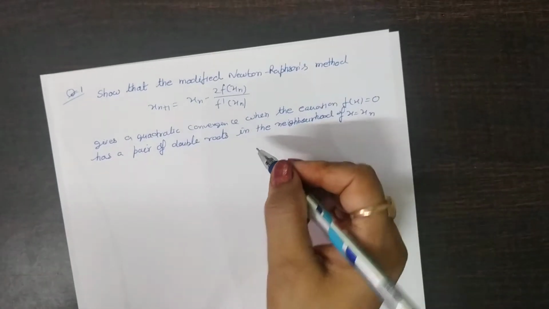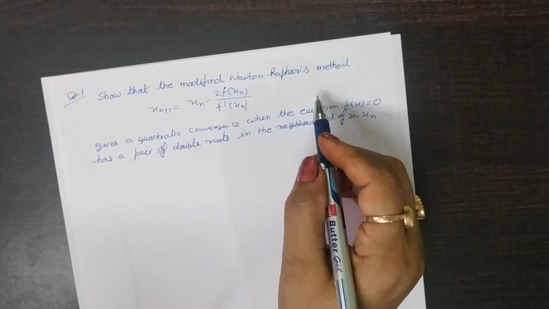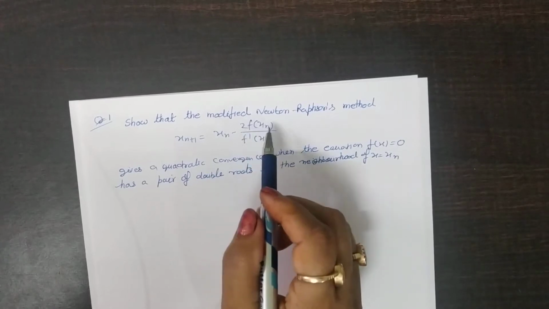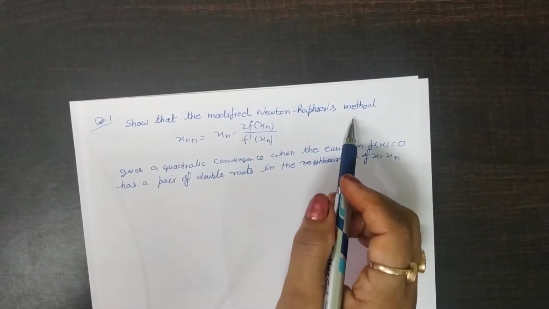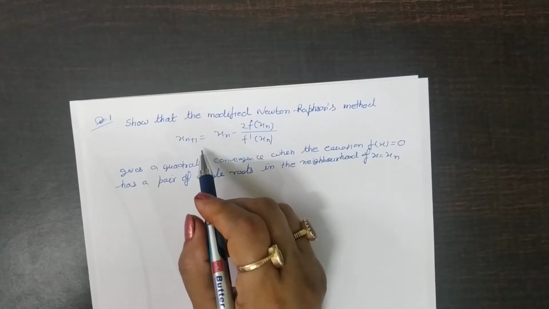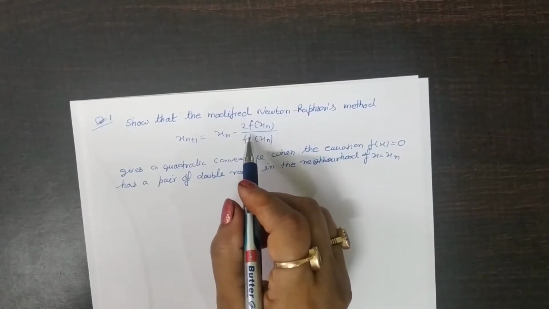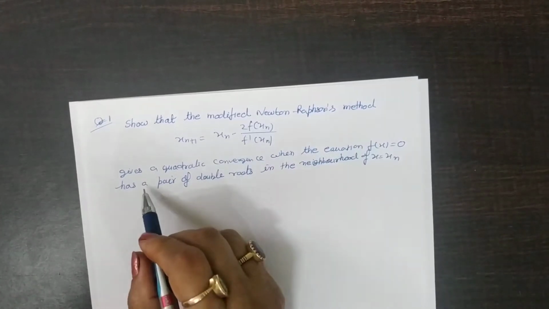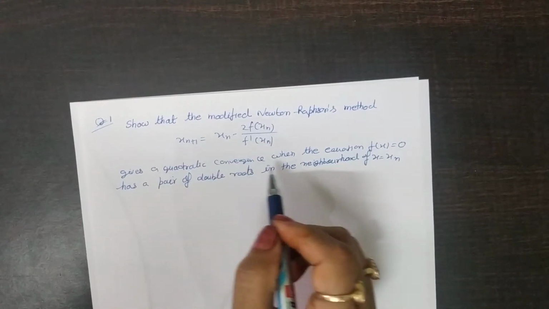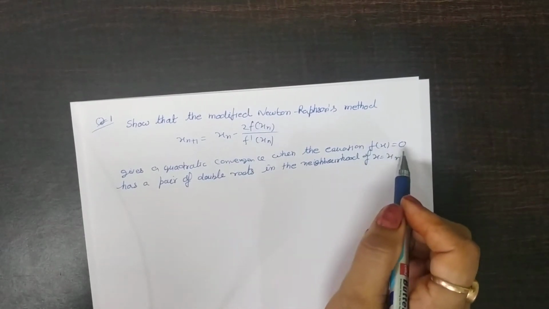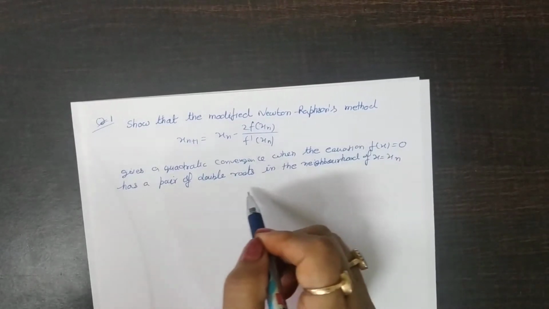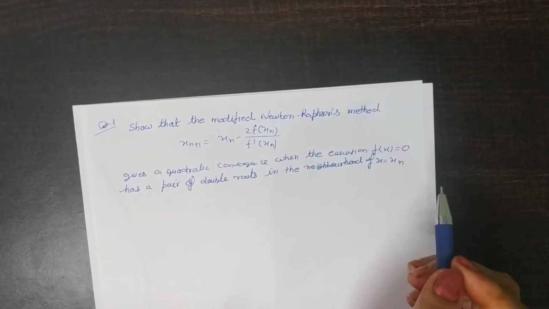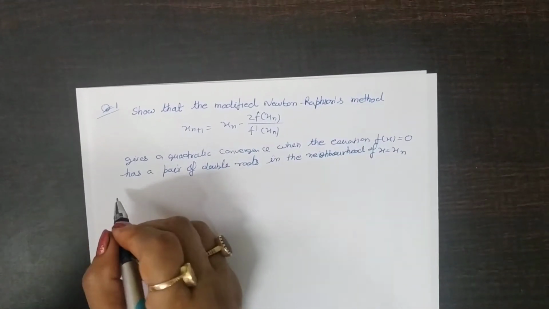Students, now I solve a question on the Newton-Raphson method. Yes, the question is this one. Show that the modified Newton-Raphson method x(n+1) = x(n) minus 2 times f(x(n)) divided by f'(x(n)) gives quadratic convergence when the equation f(x) = 0 has a pair of double roots in the neighborhood of x = x. Yes, this is the question. So I want to solve this question.